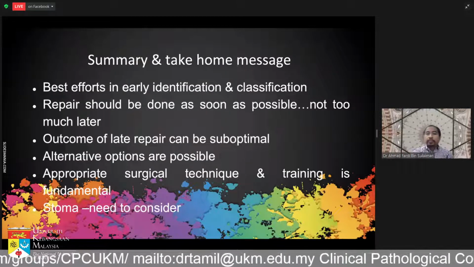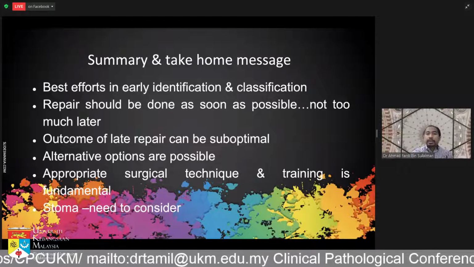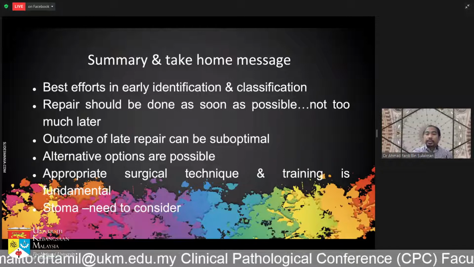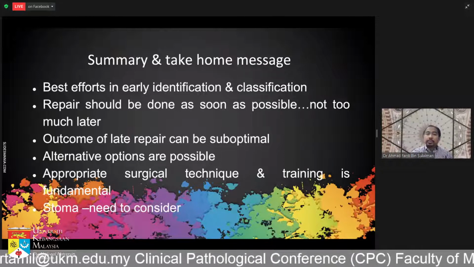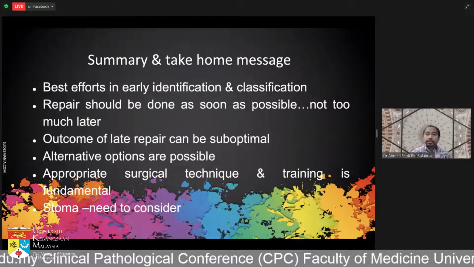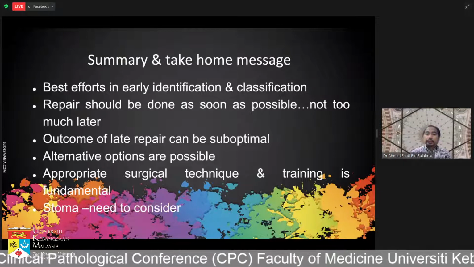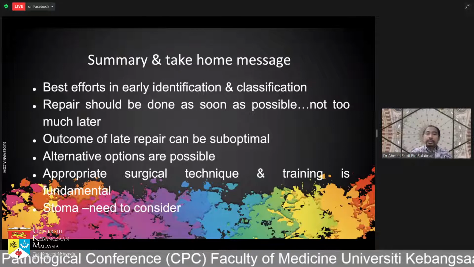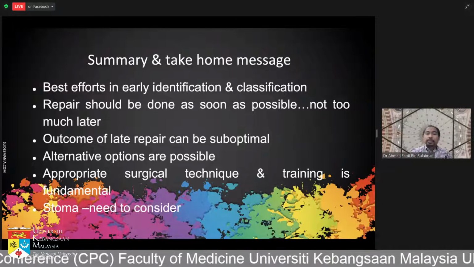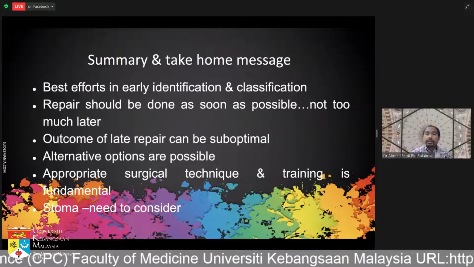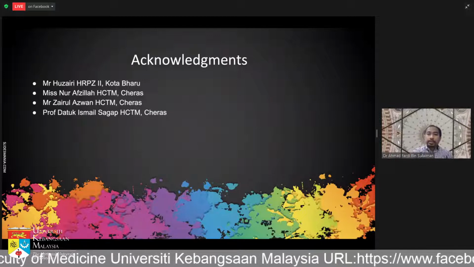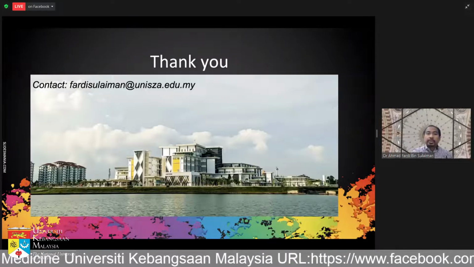Okay, summary and take-home message. Best effort in early identification and classification is very important. Repair should be done as soon as possible or can be done much later in certain patients. Outcome of the repair can be suboptimal. Alternative options are possible. Appropriate surgical technique and surgical training is very fundamental and very important. And stoma we need to consider, and it is based on the patient. And with my acknowledgement and thank you.